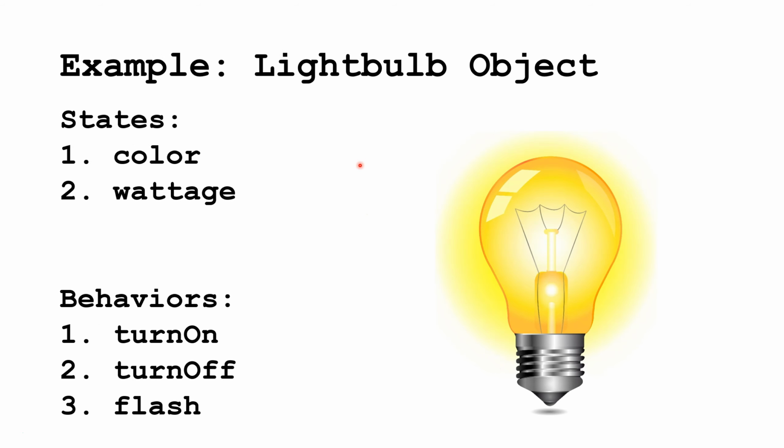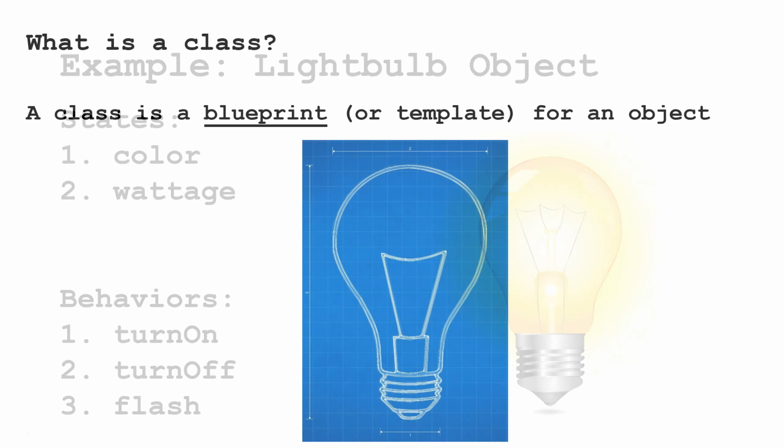Let's say we created a light bulb object. So two states might be the color and the wattage. Three behaviors might be turn on, turn off, and flash. Of course, the states would be represented by fields in Java, and the behaviors would be represented by methods. We'll learn more about fields and methods at another point in the course.